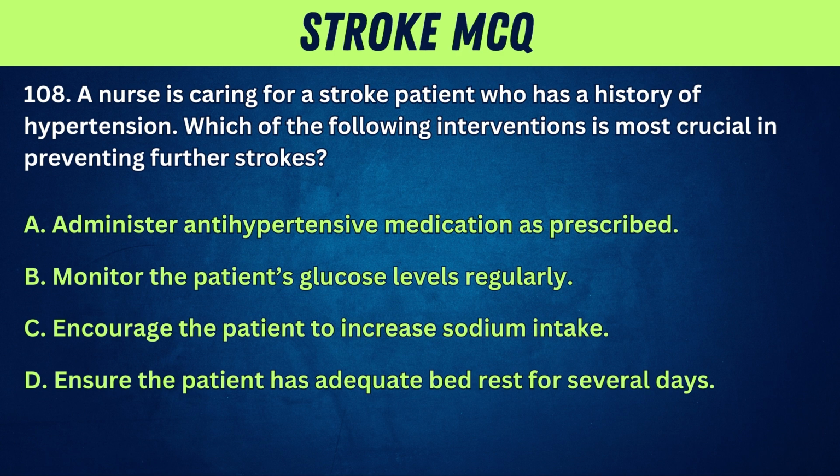108. A nurse is caring for a stroke patient who has a history of hypertension. Which of the following interventions is most crucial in preventing further strokes? A. Administer antihypertensive medication as prescribed. B. Monitor the patient's glucose levels regularly. C. Encourage the patient to increase sodium intake. D. Ensure the patient has adequate bed rest for several days.